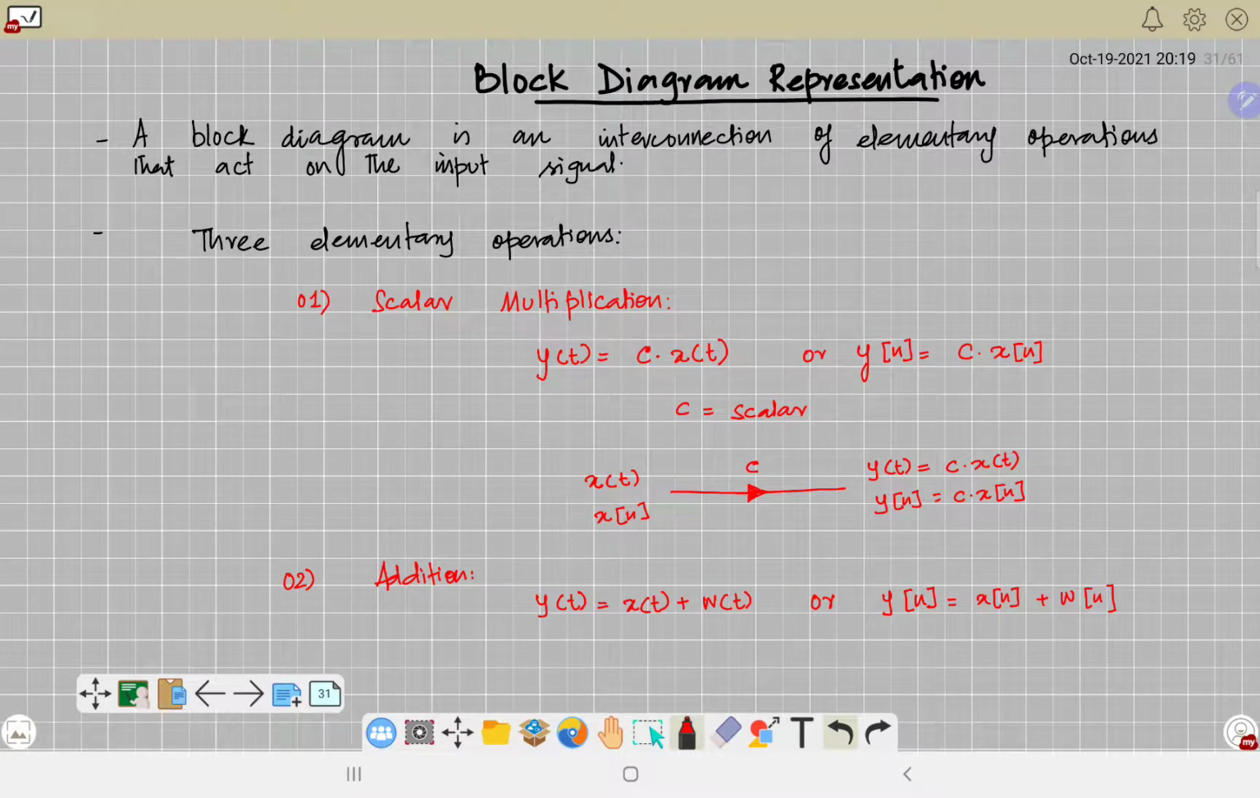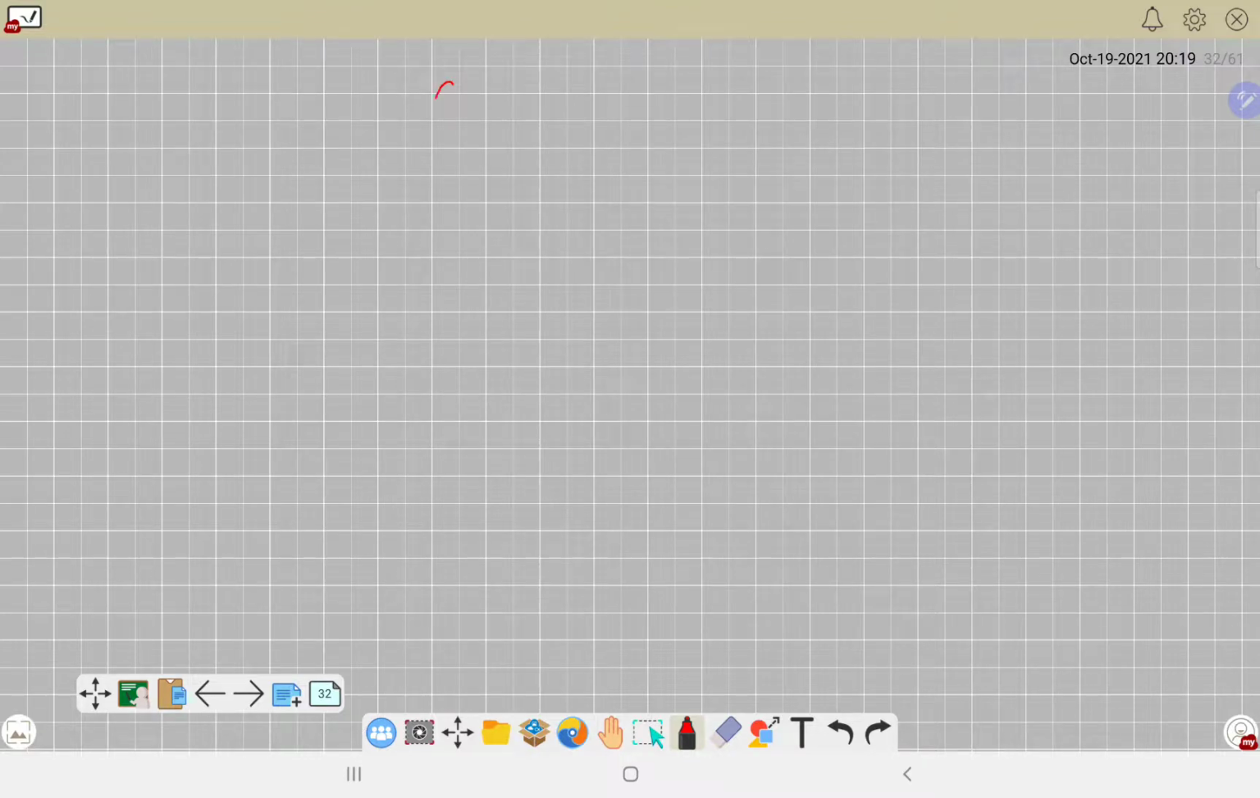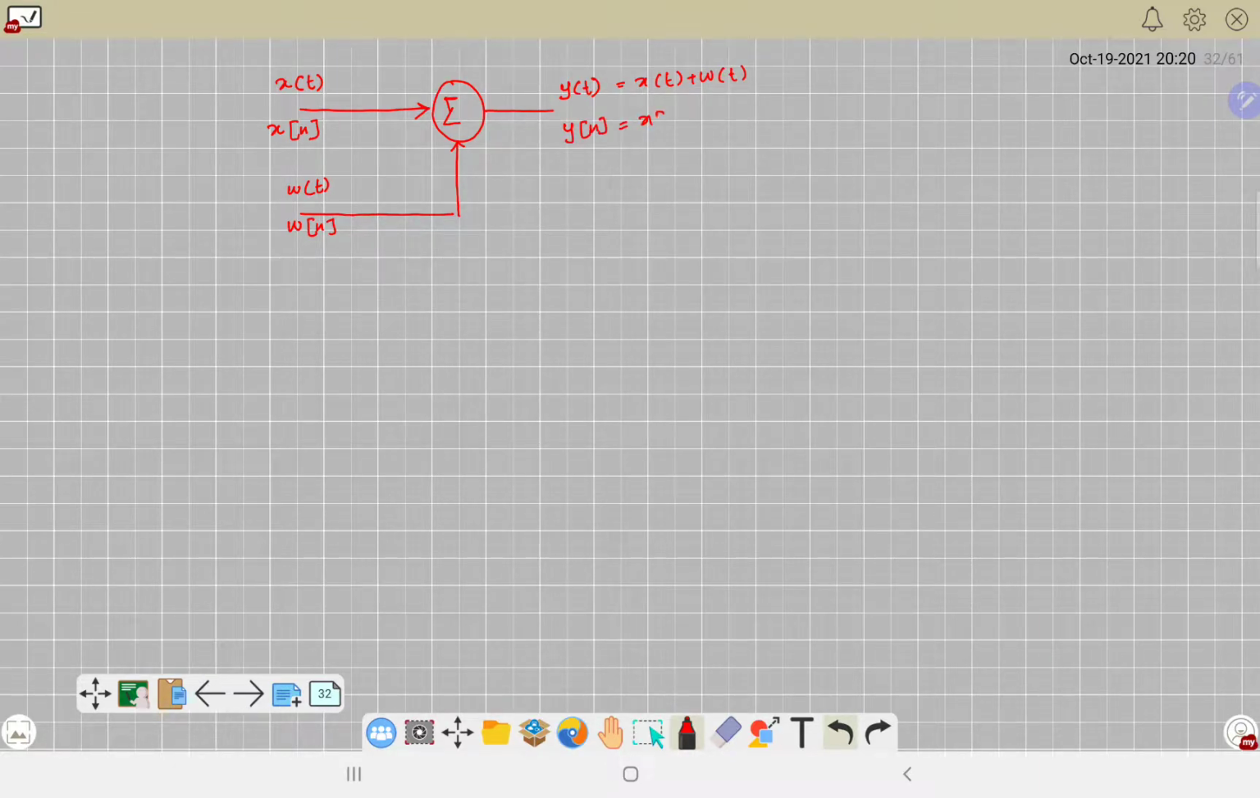Fine. So for this representation, we have this kind of block. You have a summation. On one side, you have one signal, which may be x of t if you're talking about the continuous time domain, or x of n. And then on the other side, we have a second signal, w of t for continuous, w of n for discrete. And in the output, you'll have y of t, which will be the sum of these two signals. And similarly for the discrete time domain.